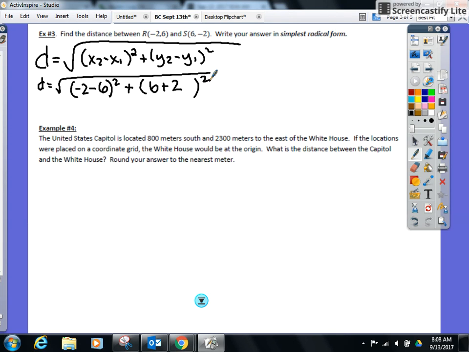All right, let's go inside now. Negative 2 minus 6, and then we'll square it all. Negative 2 minus 6, negative 8, square it. 64, perfect, guys, nice job. And then 6 plus 2, and then square it. 64 as well. All right, let's keep working.